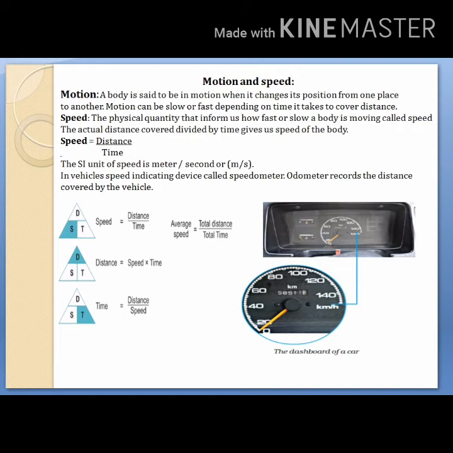Students, inside the vehicles like cars, buses, bikes, they have a speed indicating device inside them which is called speedometer, and it shows the speed of the vehicle in kilometer per hour. And inside the speedometer there is a meter called odometer. Students, odometer measures the distance moved by the vehicle. The odometer measures the distance traveled by the vehicle in kilometer.